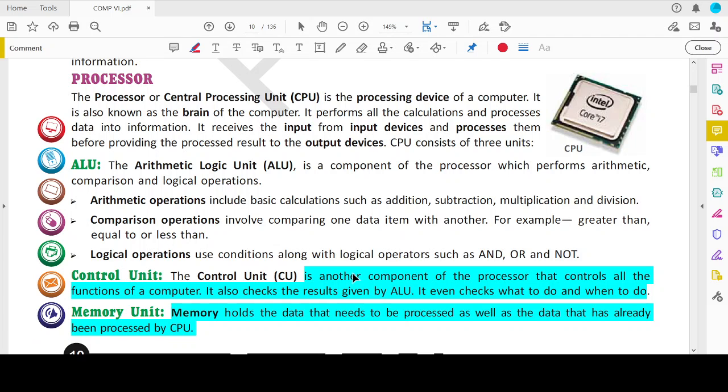So the control unit is the component of the processor that controls the functions of a computer, like the input, memory management, and the output. These are the functions of the computer. It controls all the functions. It checks the results given by the ALU. It even checks what to do and when to do. So it schedules. It acts as a scheduler.